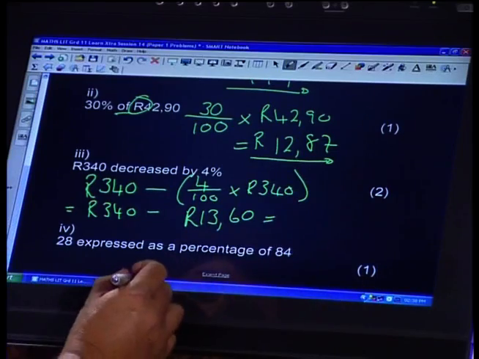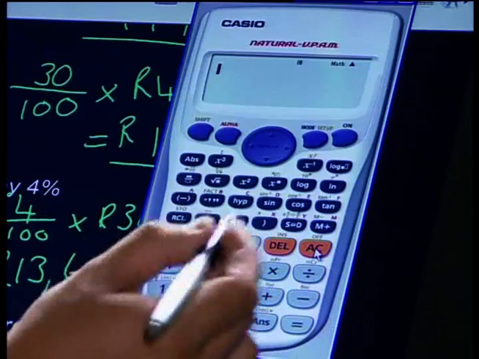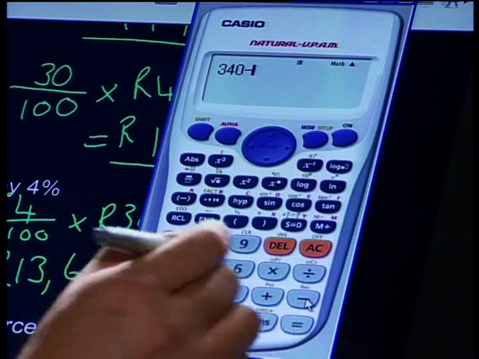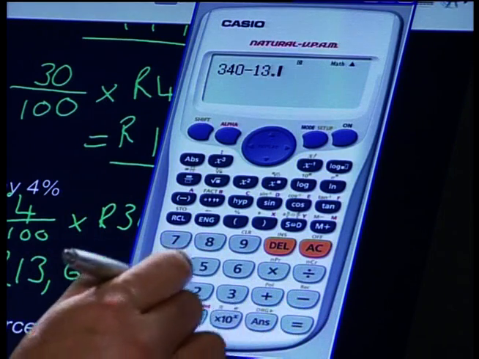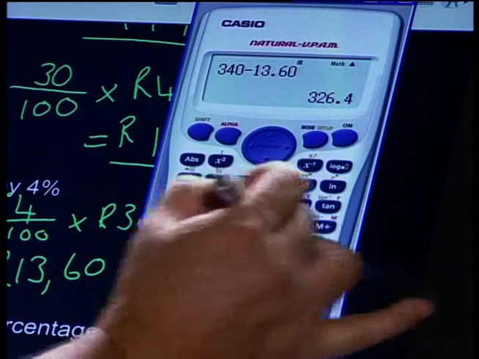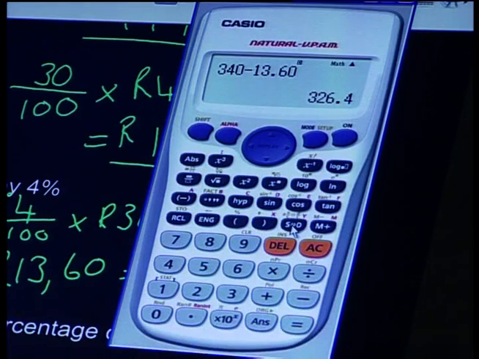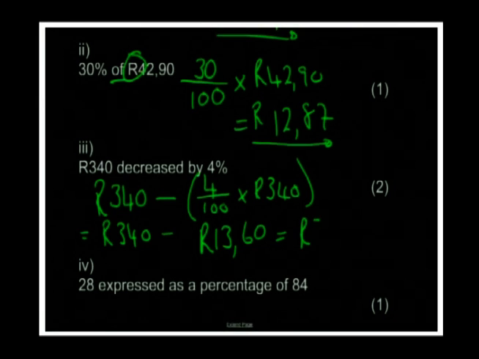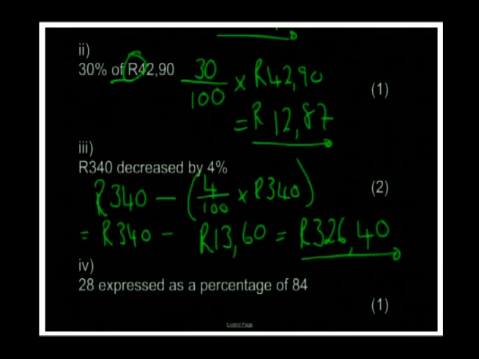Now it's straightforward. All we're going to do is say, right, so let's do this. 340 Rand minus 13 Rand 60 equals, and my answer is going to be 326.4. So 326.4, but we know 0.40 because we're dealing in rands and cents.